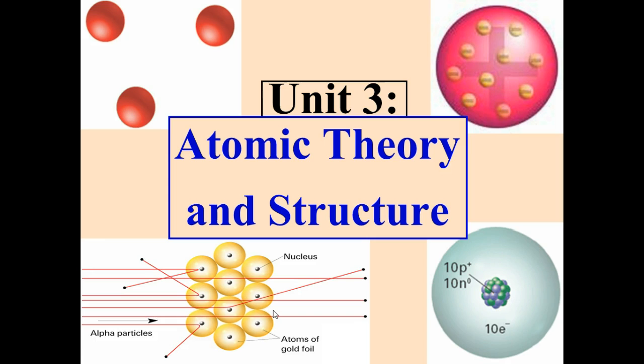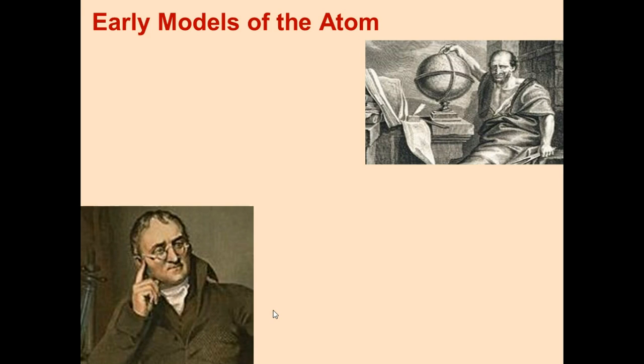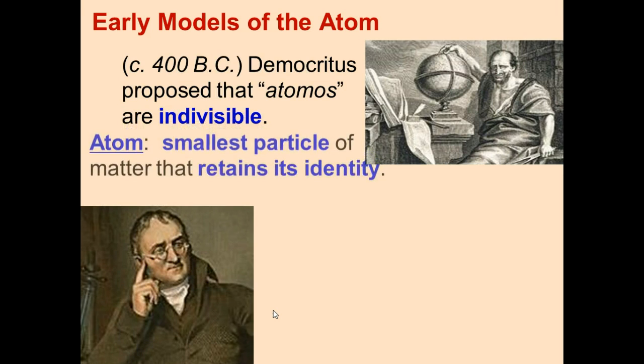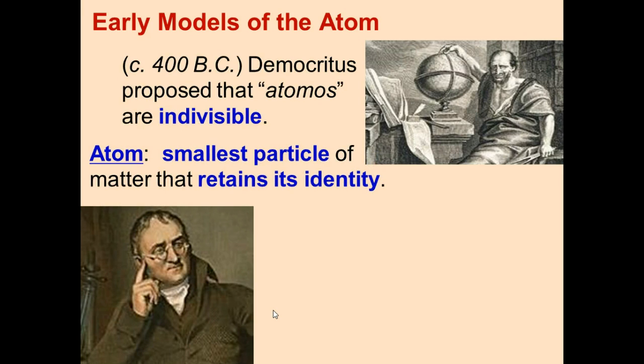But now we get to the real stuff. And so here's atomic theory. The first person to propose or even think about atoms is Democritus, and he proposed that atoms were tiny indivisible objects. And an atom is the smallest particle of any matter that retains its identity. So an atom is the smallest part that has the same properties as the larger part.